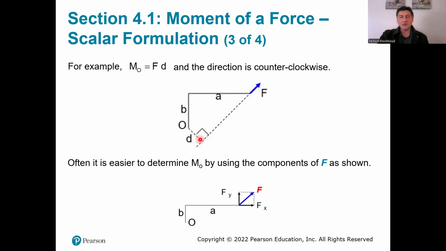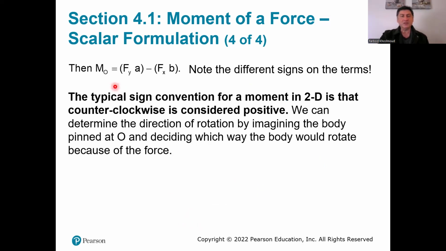But we can also find this moment using the components of force F, which are force sub X and force sub Y in the horizontal and vertical directions in the Cartesian coordinate system. For that, we calculate force X times distance B, and force sub Y in the Y direction times distance A. Notice that the distance is always the shortest distance from the line of action of the force to the center O that we are calculating the moment about.